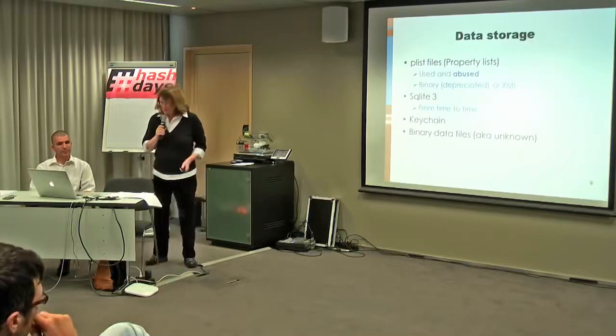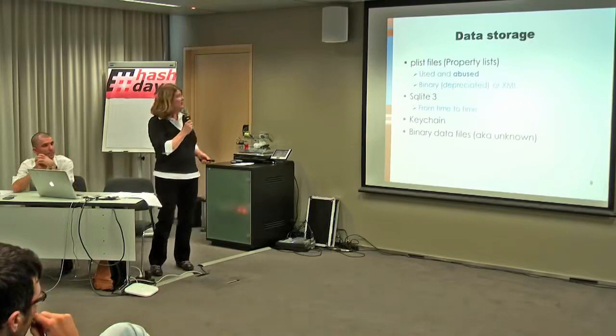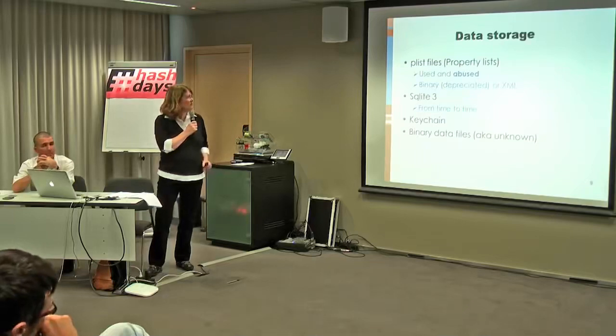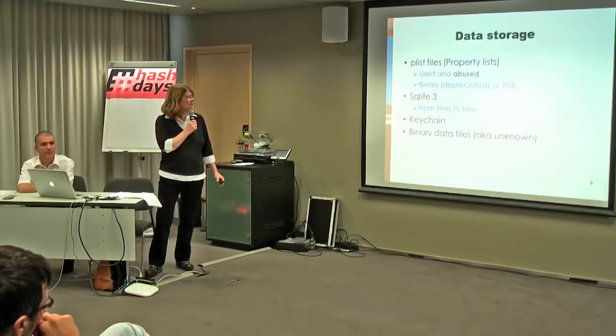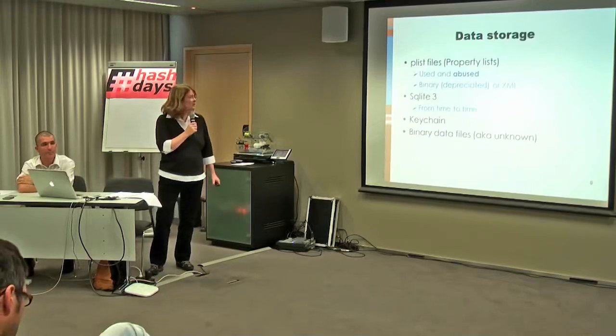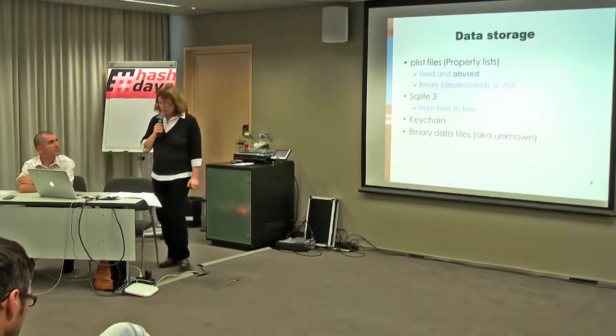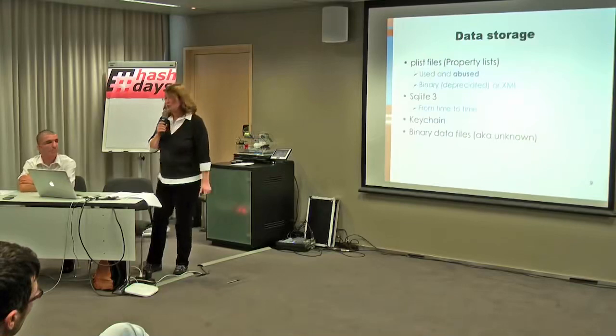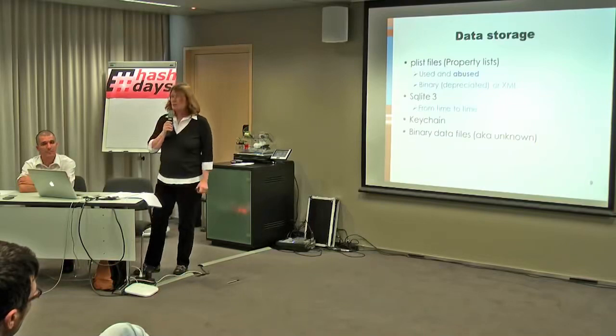About data storage, there are different mechanisms in iOS applications. The first one, plist, is very used and even sometimes abused. We will see that later in the demonstration. It's in binary or XML. And for more complex data, you have SQLite 3. And secrets and passwords are normally stored in the keychain, a storage mechanism that is supposed to be secure, but it can also sometimes be cracked. And of course, applications can also use their own binary formats, but even in this case, they are often based on property lists.